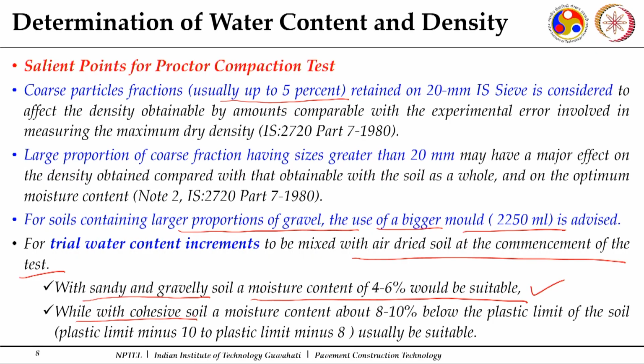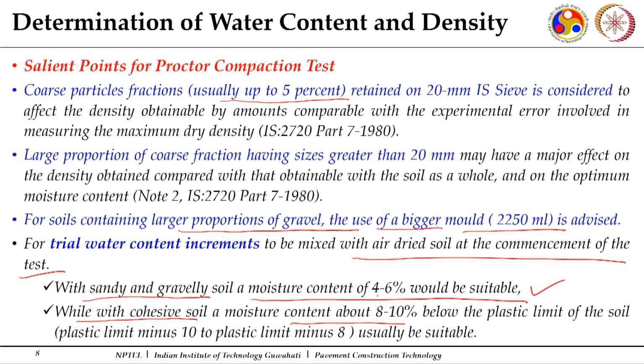This increment can possibly be 0.5% for sandy and gravelly soil, and can be more in the case of clay soil. If there is a cohesive soil, that is, the clay content is more, you will definitely have a higher demand of water content. So, a higher value of optimum moisture content. So, if you start at 5%, you have to do multiple tries.